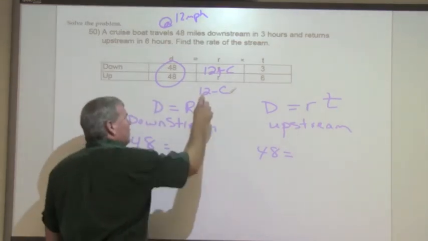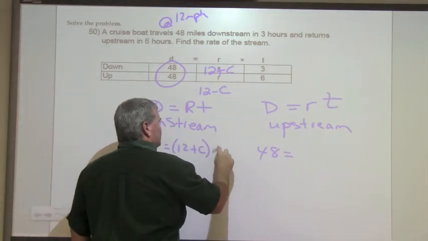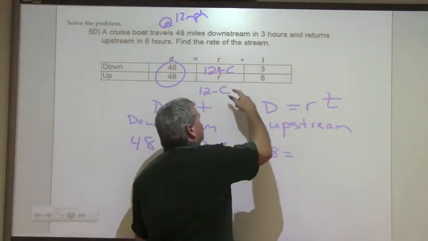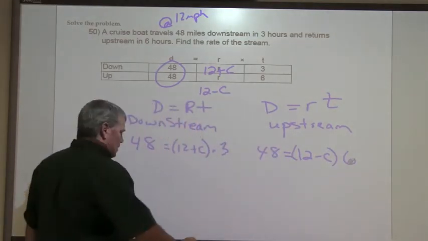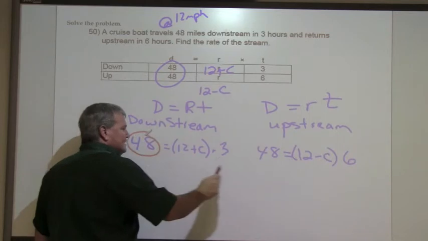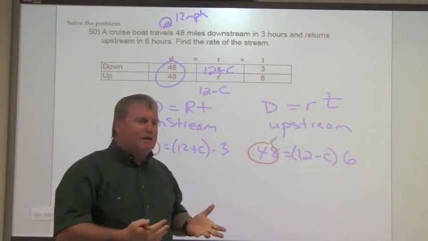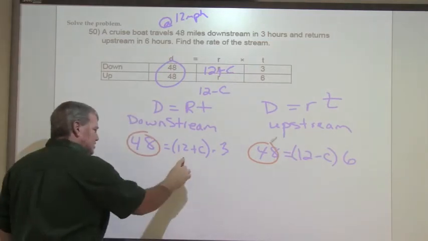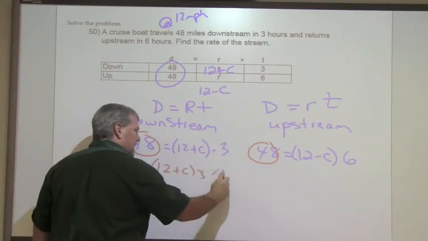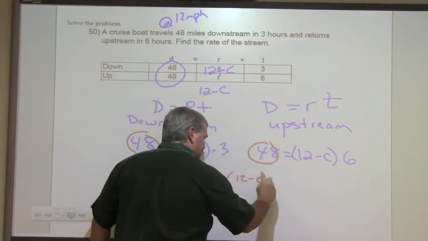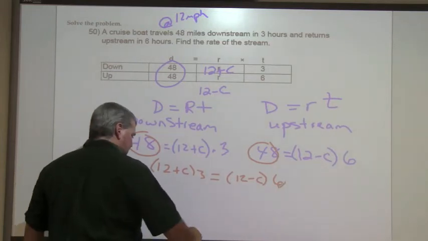So we got here, the rate is 12 plus C, and it took us 3 hours. But here it was 12 minus C, which took us 6 hours. Now what we look at here is that the distance is the same both ways. When you go downstream, you come back, you're coming back the same amount of distance. So what I can do is set these two equations equal to each other. 12 plus C times 3 equal to 12 minus C times 6. Because the distances are the same, I can set those two equations equal.